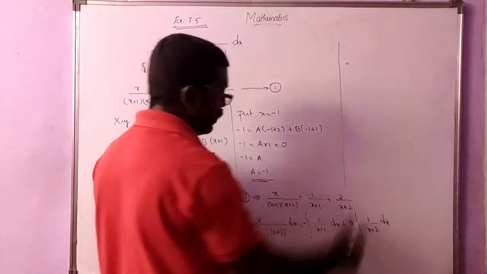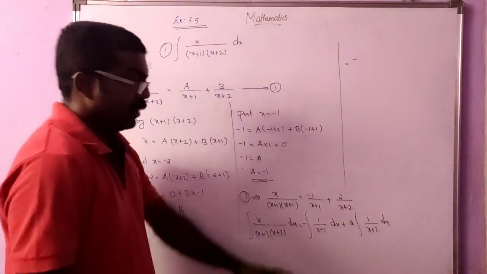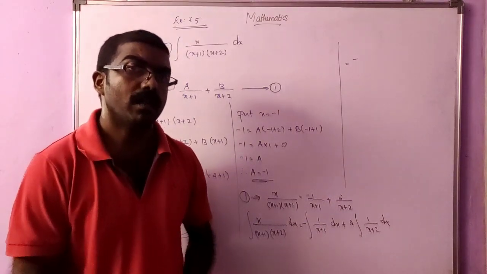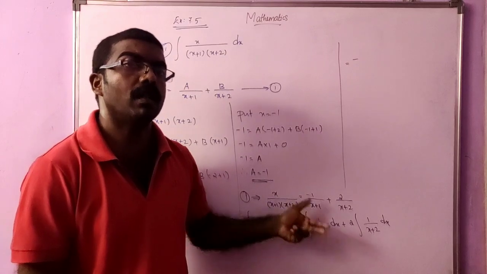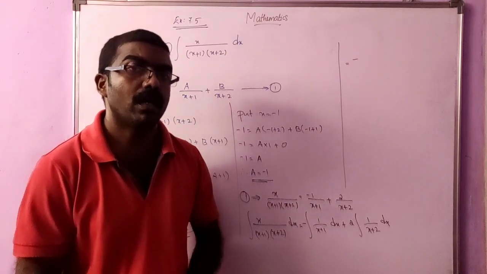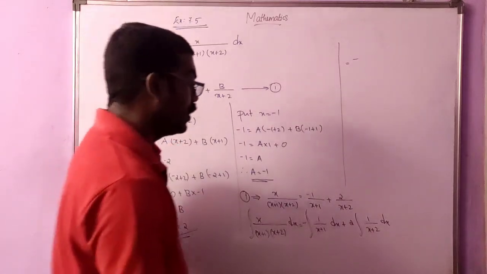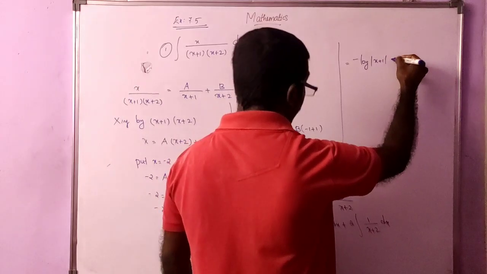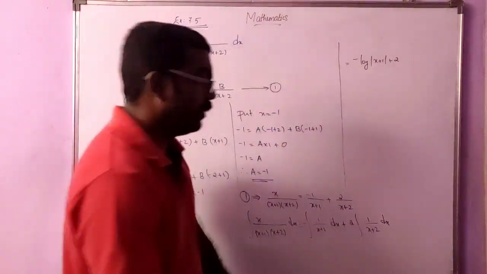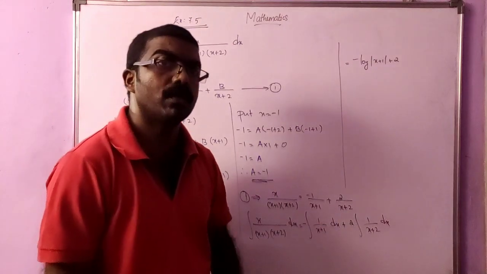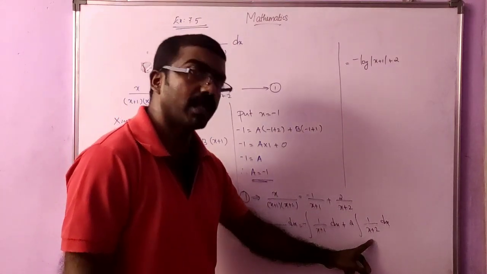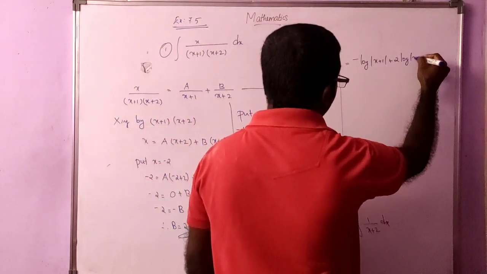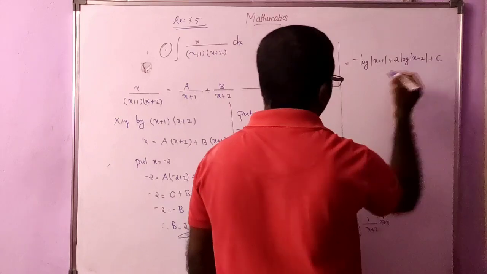Which is equal to minus 1 by x plus 1. Derivative of x plus 1 is what? 1. That means the derivative of the denominator is in the numerator. So what can we write? Log mod denominator. So the integral value is log mod denominator. Here log mod x plus 1, plus 2 into. Similarly, we can do the second one, 1 by x plus 2. Here also the same situation. Derivative of x plus 2 is 1. So log mod x plus 2. Then plus integrating constant c.